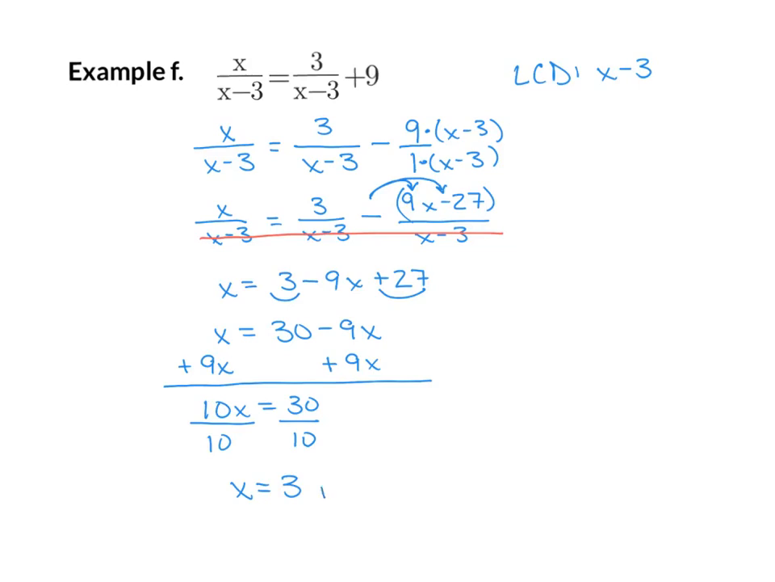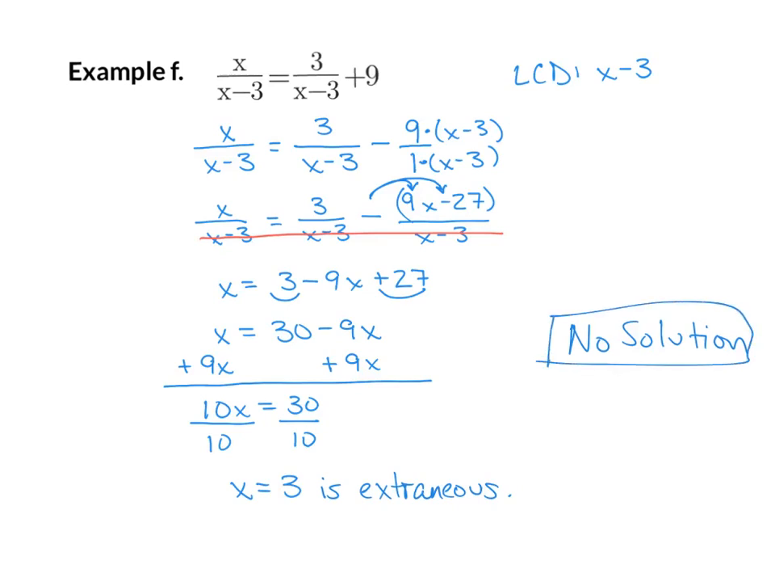What we have is we call 3 an extraneous solution. And what this means is that we haven't done anything wrong, but it doesn't work in the original equation. So, since we cannot plug this in, what is our solution? There is actually no solution to this equation.